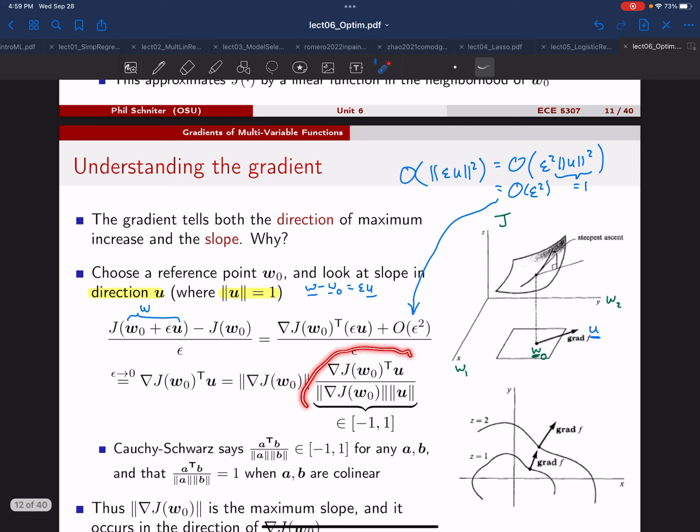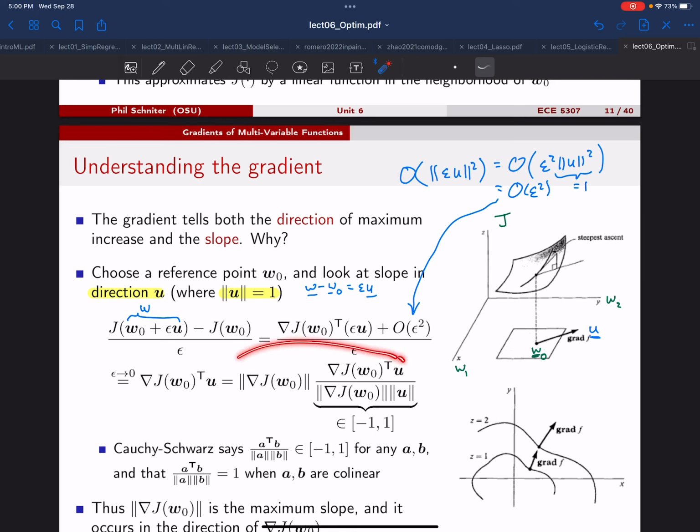So this term could be familiar from the Cauchy-Schwarz inequality, which for generic vectors A and B basically says that A transpose B divided by the norm of A and the norm of B is something that is from -1 to 1. It can never escape that range. And it says that the way to maximize this is to choose A and B that are collinear, meaning they're pointing in exactly the same direction. They can have different lengths, but the point is that they're pointing in the same direction. That's what it means to be collinear. So if you want to maximize this, you choose them collinear.